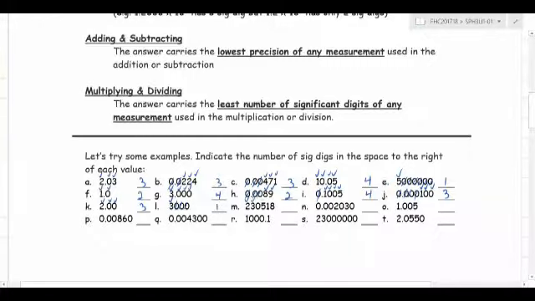So again, 2, 3, 5, 1, 8, non-zeros are always significant. The 0 is between sig figs, so I've got a total of 6 sig figs here. 2, 3, trailing 0. These are leading zeros, so they're not, and this 0 is between, so it is. So we've got 4 sig figs. 1 and 5 are significant. These 2 zeros are between, so we've got a total of 4 sig figs over here.